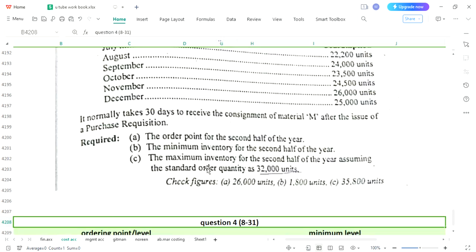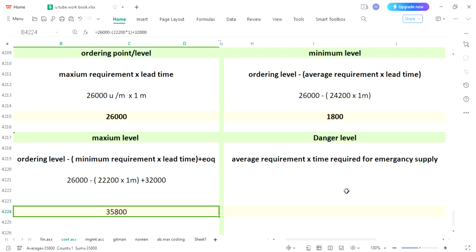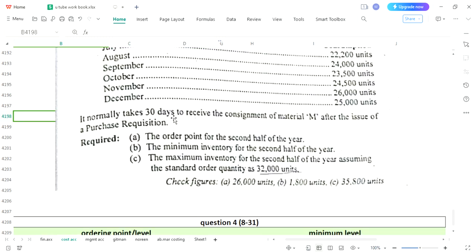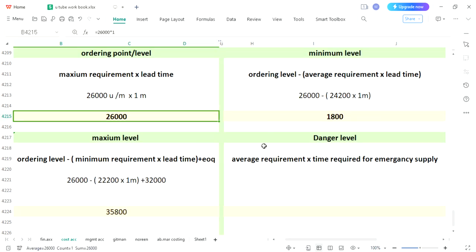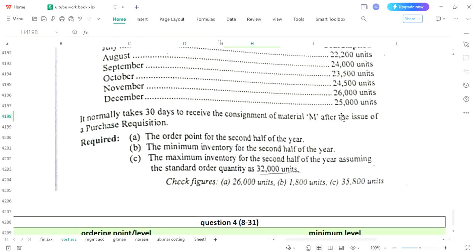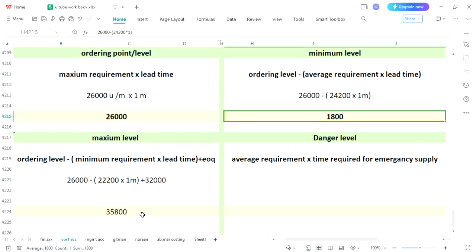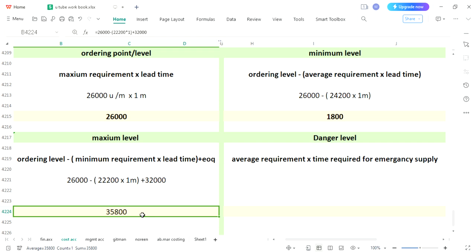Third requirement we have done, maximum requirement 35,800. So here we have got the answer. In this question, danger level was not asked. There were only three requirements: ordering point, maximum and minimum level. Ordering point 26,000. This was your first point, and 26,000 the answer. Minimum requirement we have calculated over here. Answer was 1800. So second answer 1800, and then third requirement maximum, and this is 35,800. In this way all answers are matched, and we have reviewed the question.